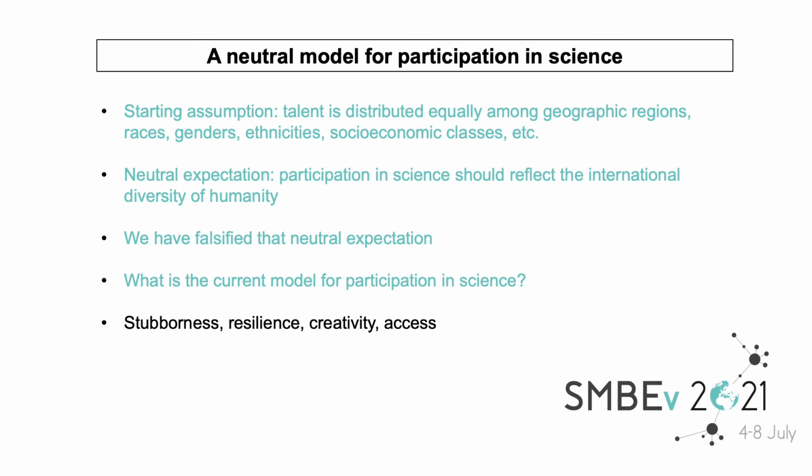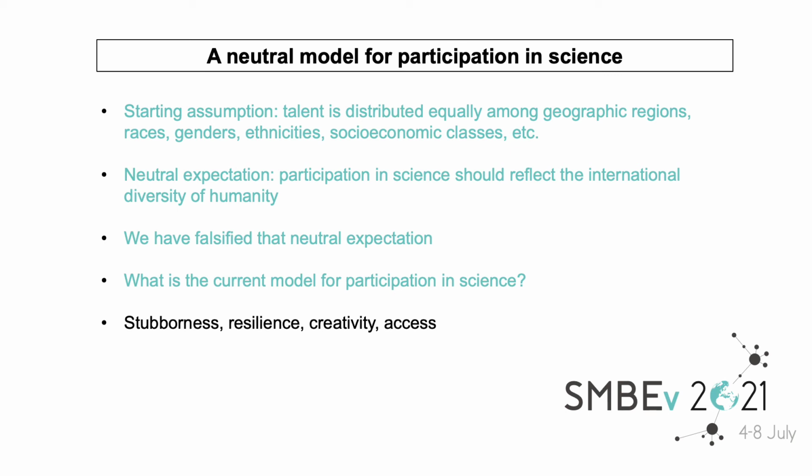I'm giving these examples to show you how things can change and to help you think about what the appropriate model for participation in science should be. I will also argue that a neutral model isn't going to work because we don't have neutral processes operating in determining who can and cannot participate in science.